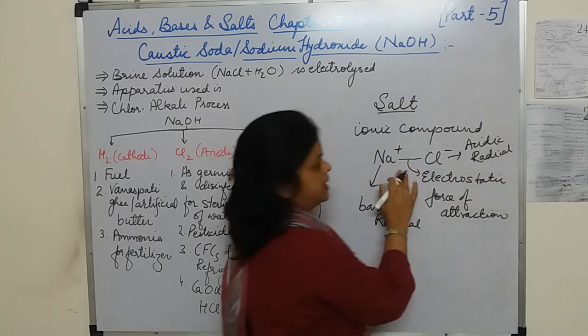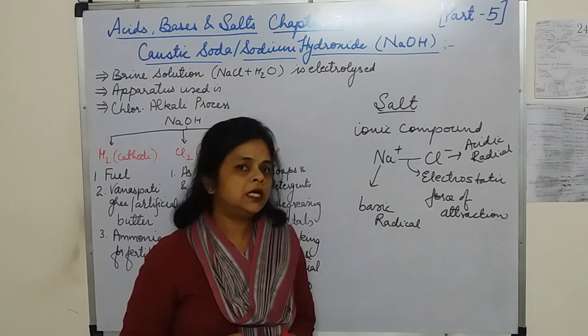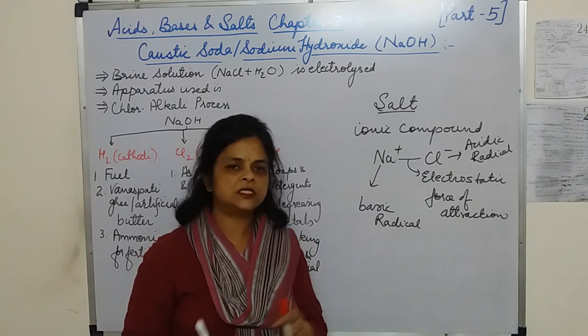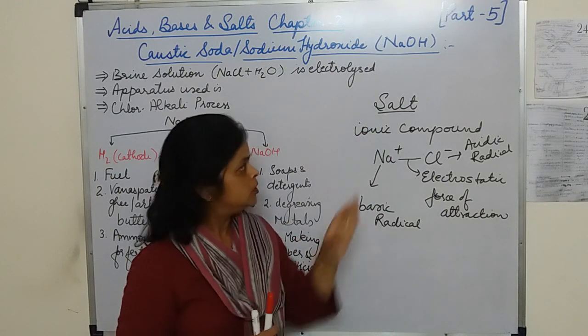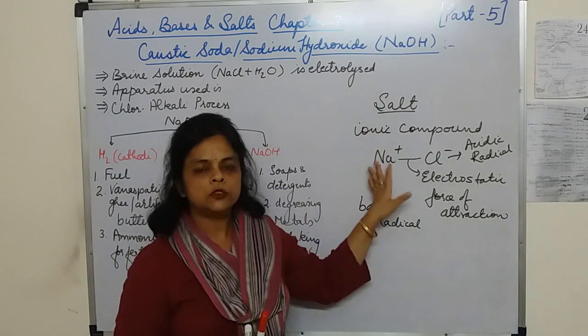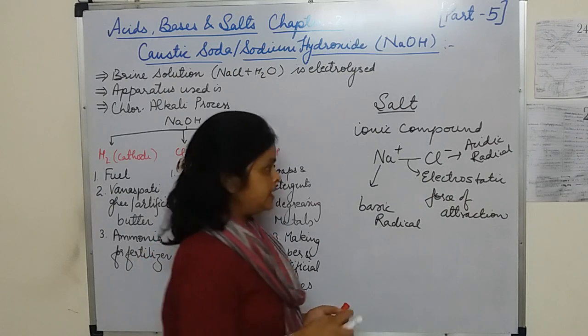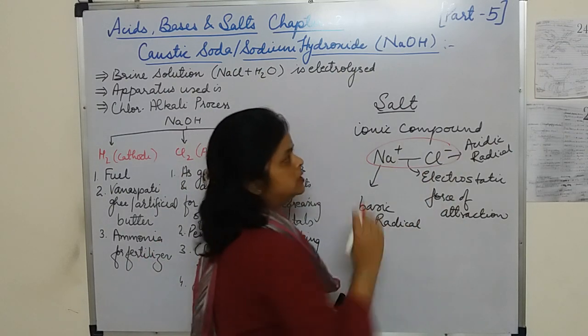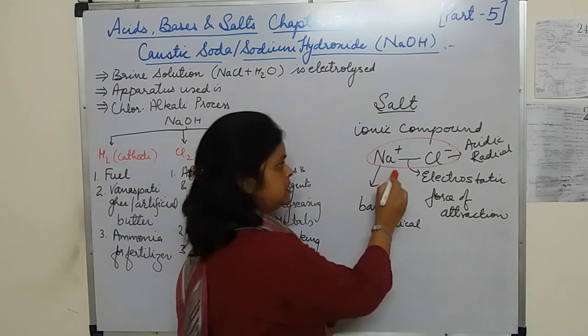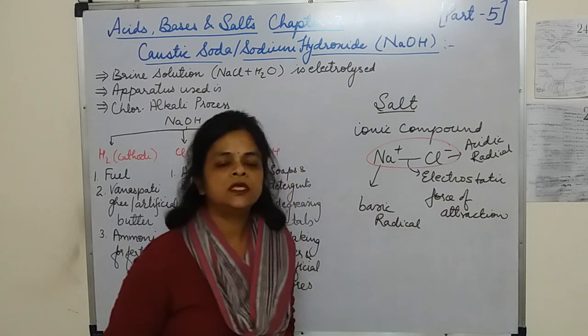And we know that salts are formed during the neutralization reaction. Whenever an acid combines with a base, it results in the formation of salt along with water. So salts are ionic compounds made up of cations and anions. In this category, we are going to take NaCl, an important salt, and from this NaCl, various compounds can be formed.